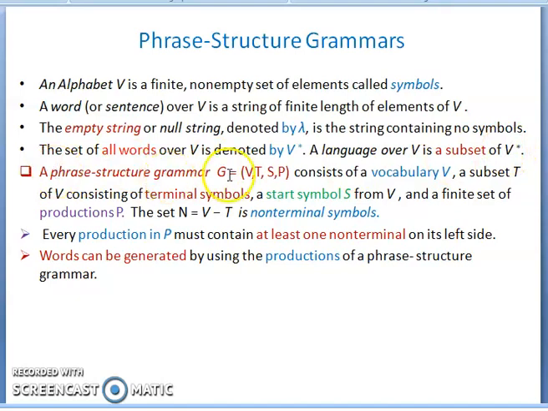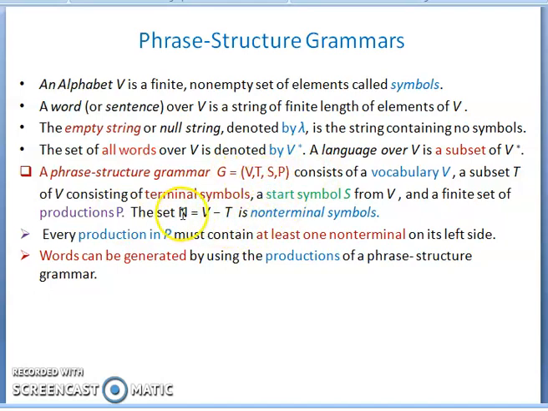Now coming to the phase structure grammar. G is the phase structure grammar. It has four things. One is the vocabulary, that is the alphabet V, the second is the terminal symbols T, S is the starting symbol, and P is the production. So V means vocabulary, and T is a subset of V consisting of terminal symbols. S is the starting symbol from V, and P is a finite set of productions. By using these production rules, you can construct the language with the vocabulary alphabet.